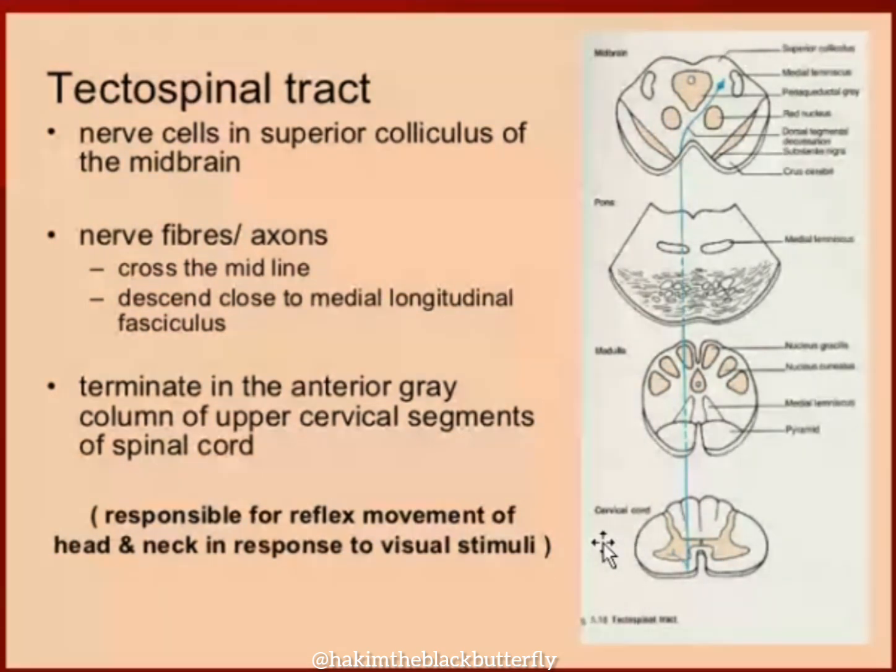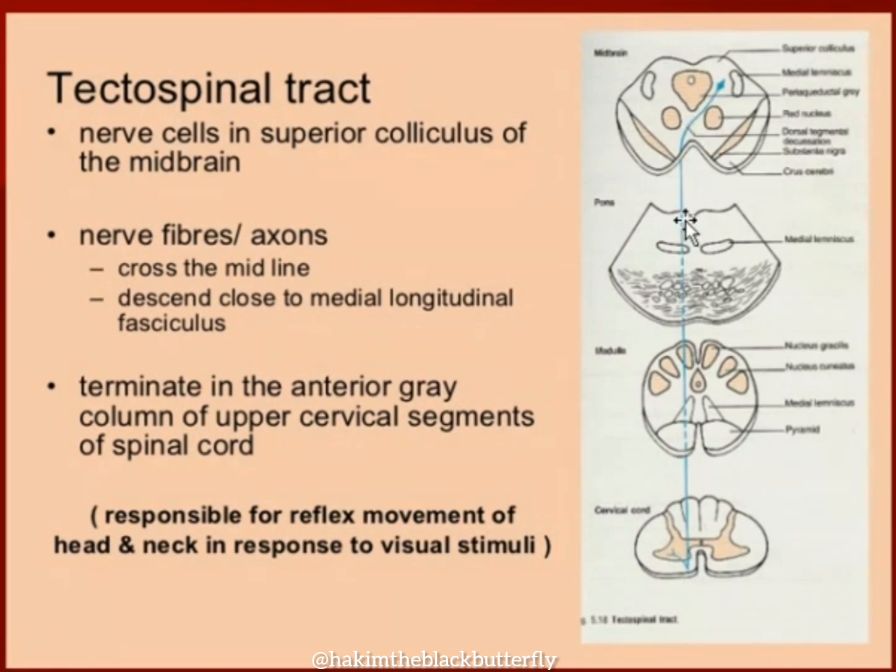Tectospinal tract is going to supply muscles of the head and the neck. They originate from the tectum of the midbrain, cross to the opposite side, and descend as the tectospinal tract. They will go to the spinal cord, and then they will synapse with lower motor neurons of the muscles of the head and the neck.